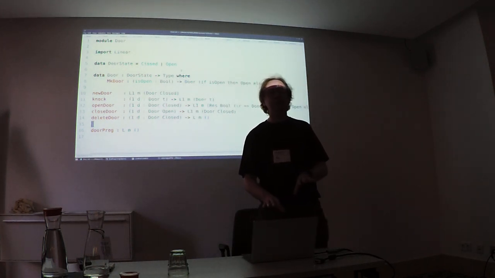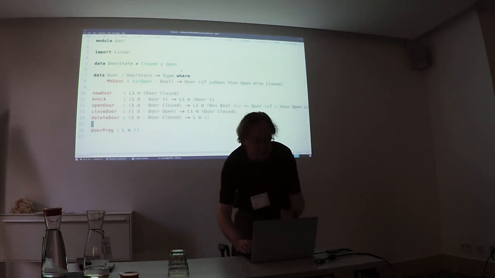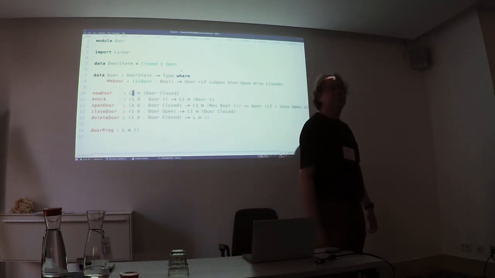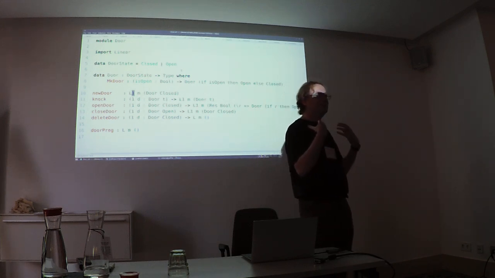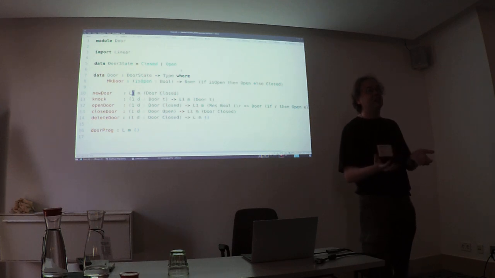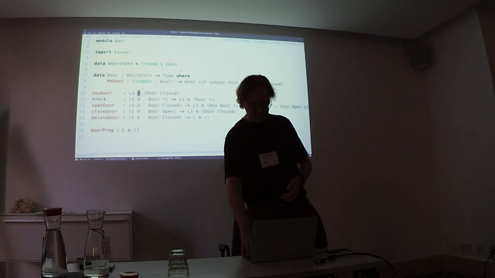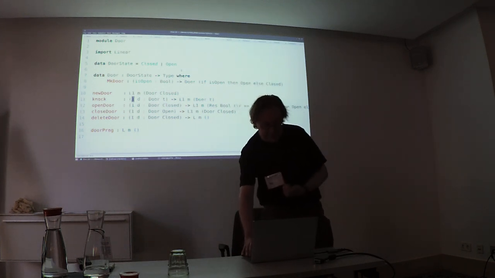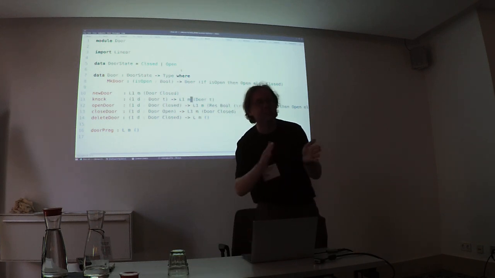Without worrying too much about what these types mean, I'll show you in a moment how they work. What they mean is, this L1, the M is suggestive of something. It's a program with potentially linear values that runs in some context. So M stands for some context. A new door gives us back a door that we can use exactly once. Knock takes that door, promises to use it exactly once, and gives us back another door that's used exactly once. So it's like a state transition.